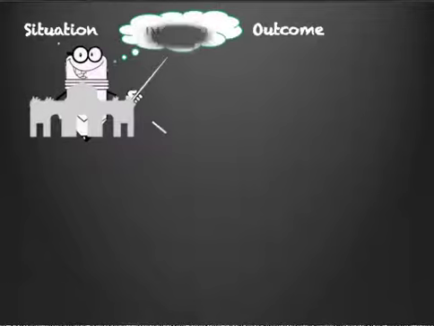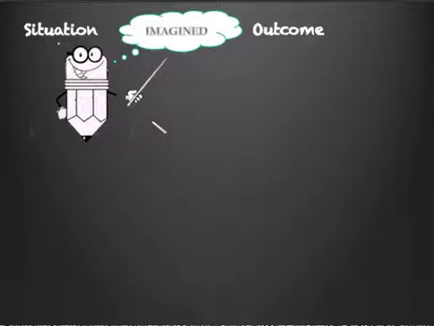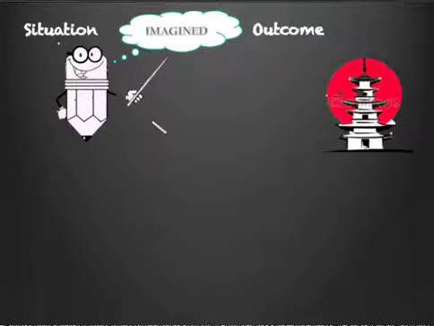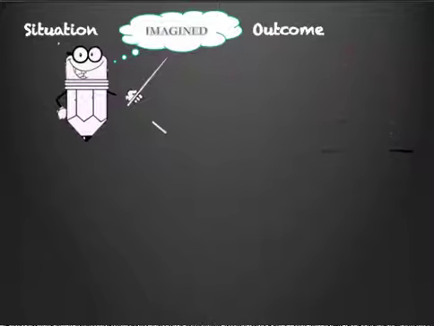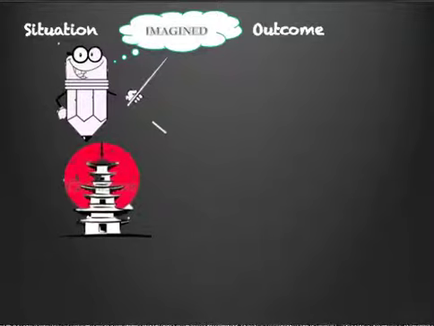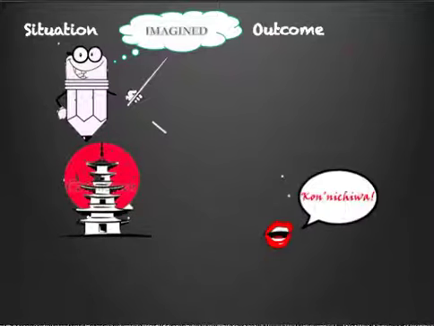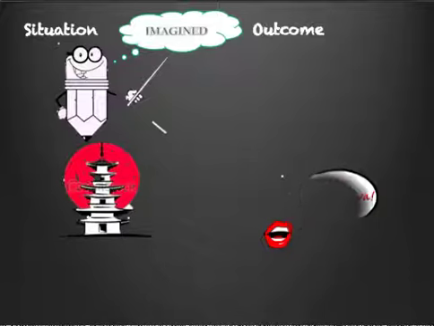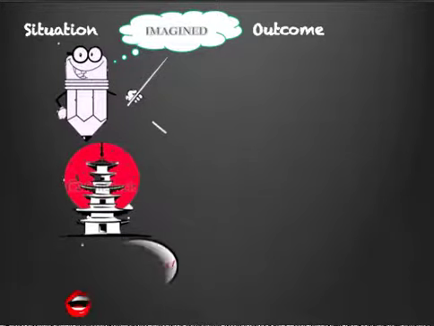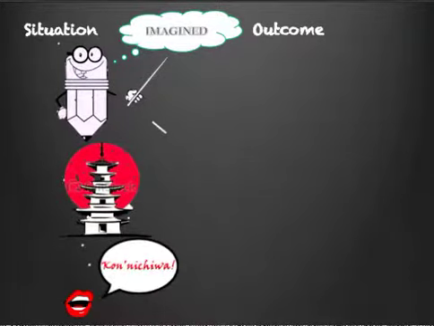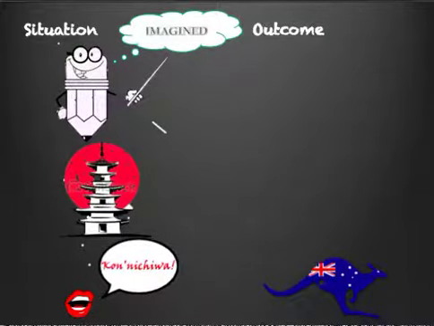So if we imagine that a little bit differently, then we can say, if I hadn't become a teacher, I would have gone to Japan. And then if I had gone to Japan, I would have learnt Japanese. If I had learnt to speak Japanese, I would have been able to easily emigrate to Australia.